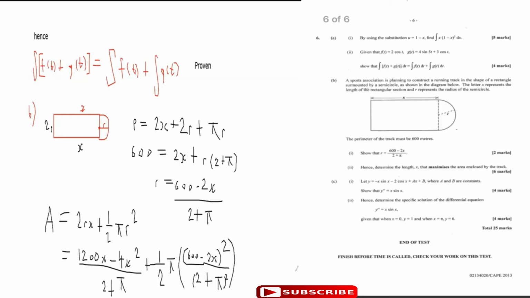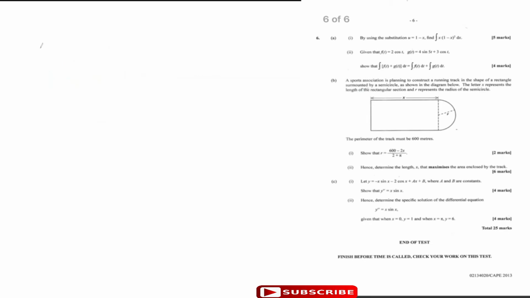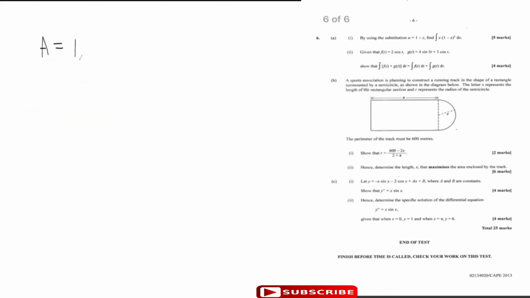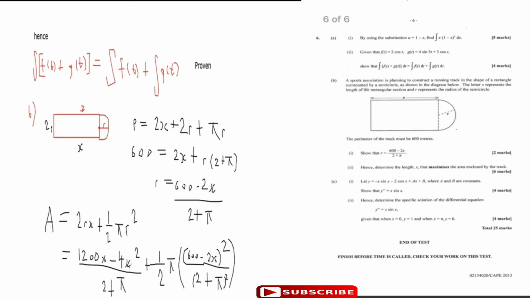Nice. So let me just write it together as one final statement now that A is working out to be. Just writing it one final time. I'm going to pretty it up. Prettying it up, I can write it as A is equal to 1 over 2 plus pi multiplied by, that's now 1200x minus 4x squared.